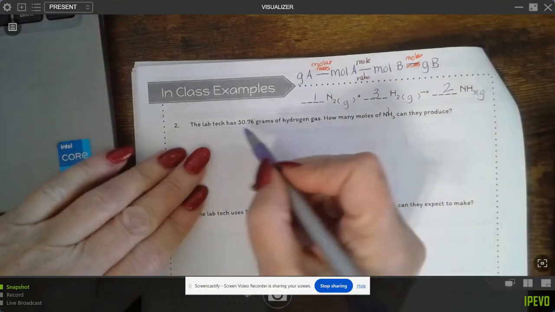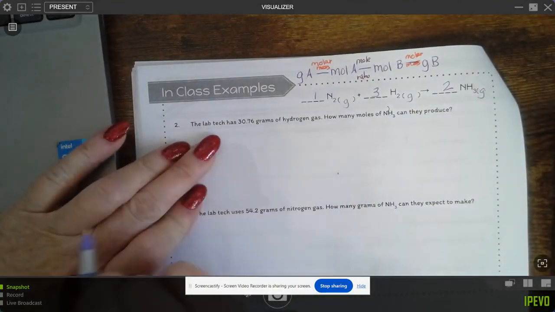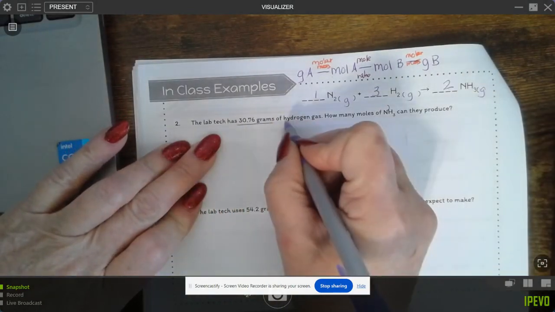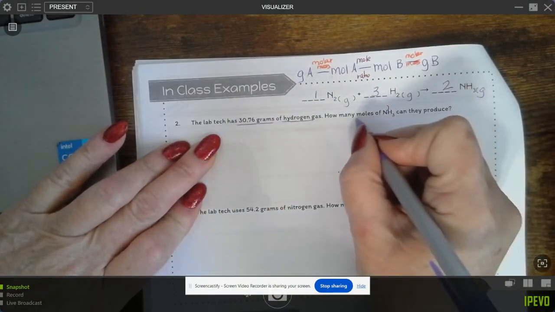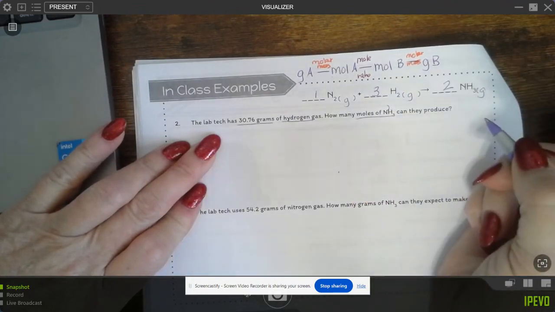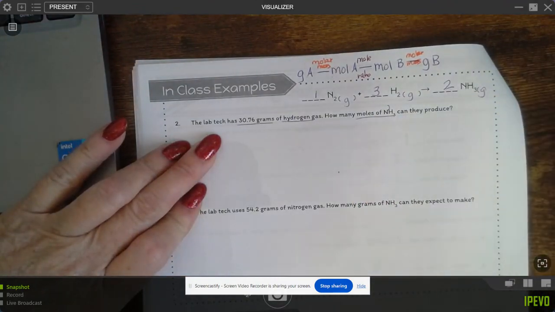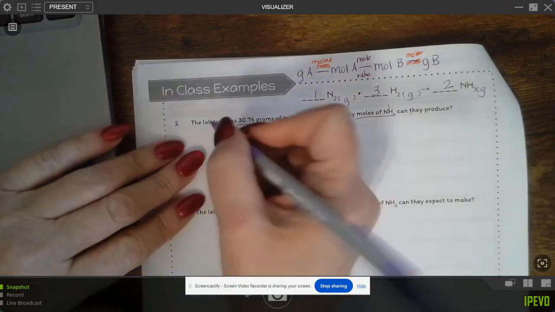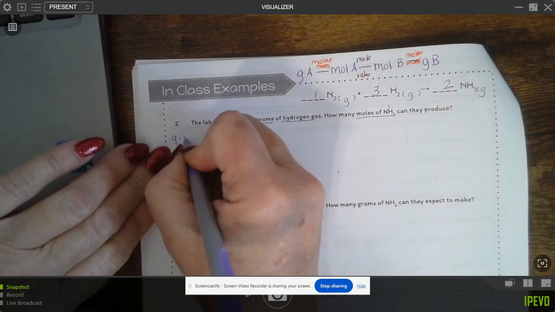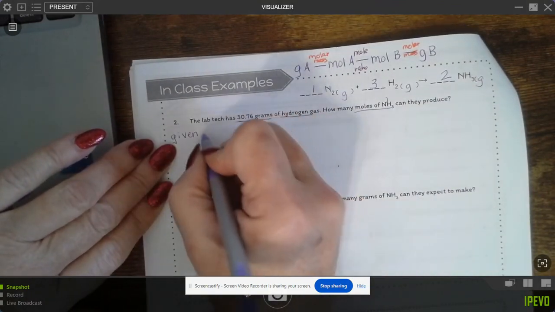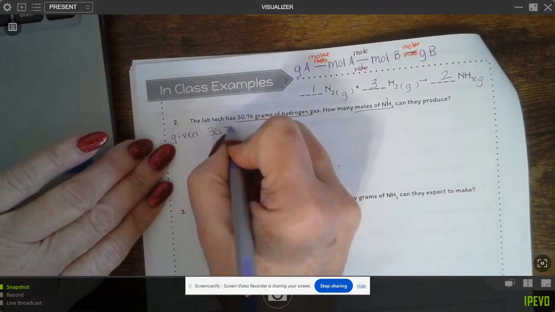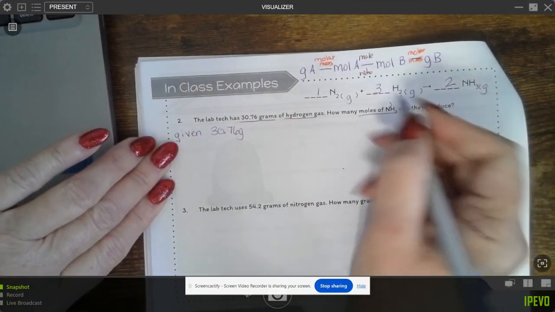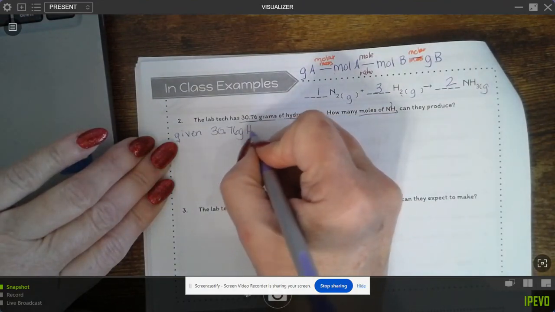All right, so let's see. If the lab tech has 30.76 grams of hydrogen gas, how many moles of NH3 can they produce? Okay, so if we look at our mole map, let's write down our given first. Our given is 30.76 grams of hydrogen. Remember, it's H2. You got to look at your equation to make sure you have the formula of the substances correct.